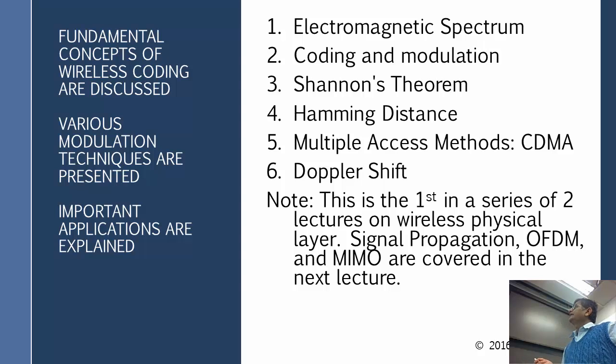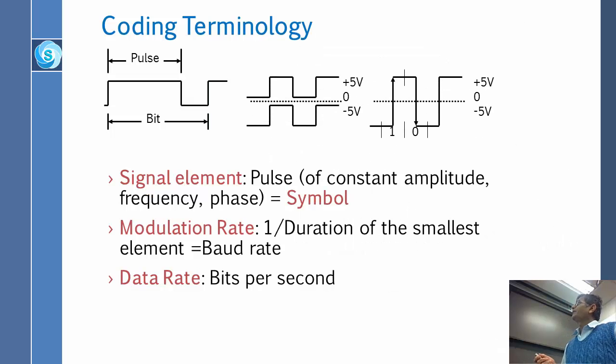So there are three terms here: element, baud, and bits. And you have to understand the difference between the three. So this bit consists of two elements, a long pulse and a short pulse. That is one bit. If you want to send a 1, you send a long pulse followed by a short pulse.